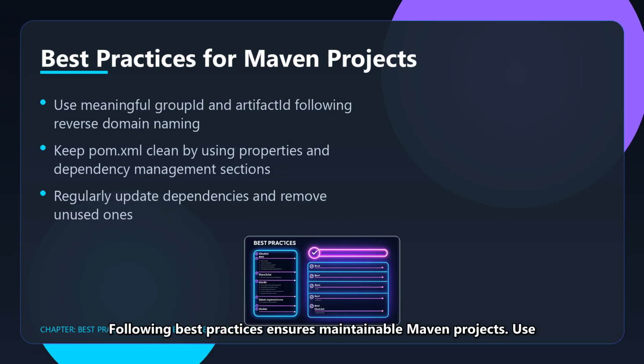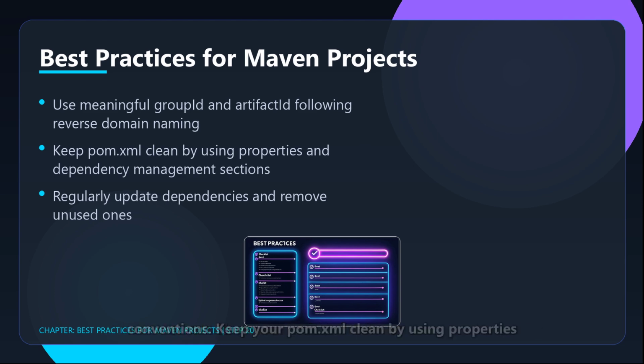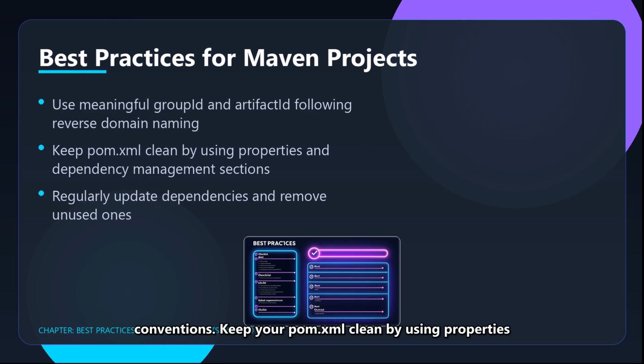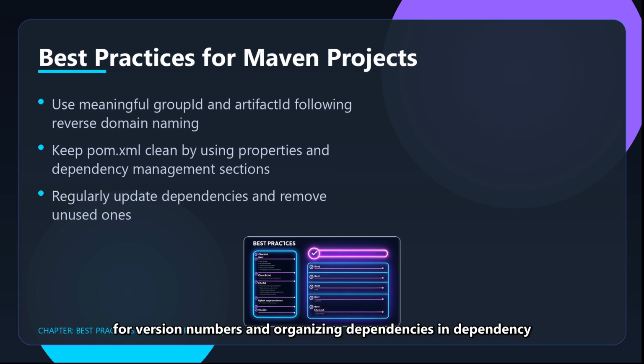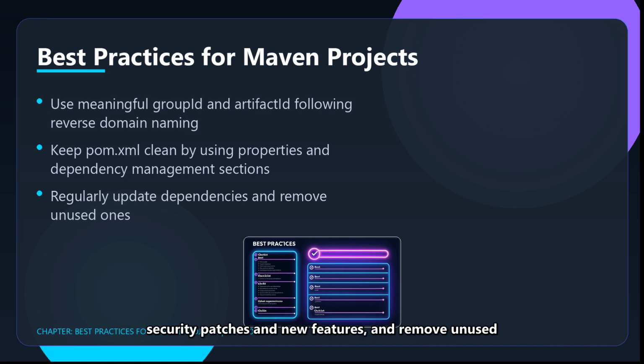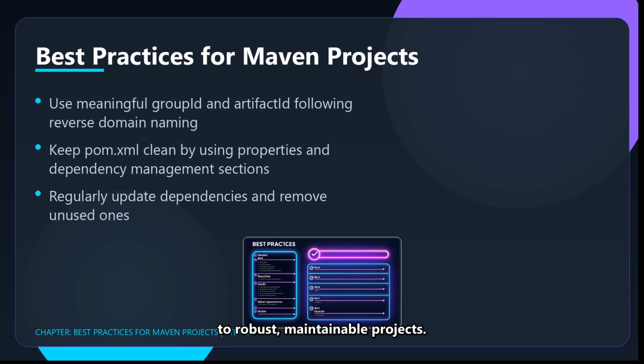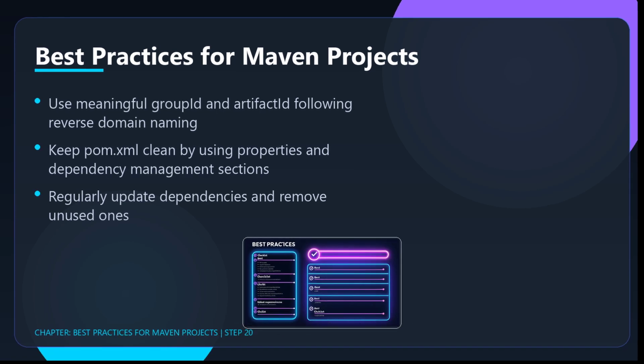Following best practices ensures maintainable Maven projects. Use meaningful group ID and artifact ID following reverse domain naming conventions. Keep your pom.xml clean by using properties for version numbers and organizing dependencies in dependency management sections. Regularly update dependencies to benefit from security patches and new features, and remove unused dependencies to reduce application size. These practices contribute to robust, maintainable projects.